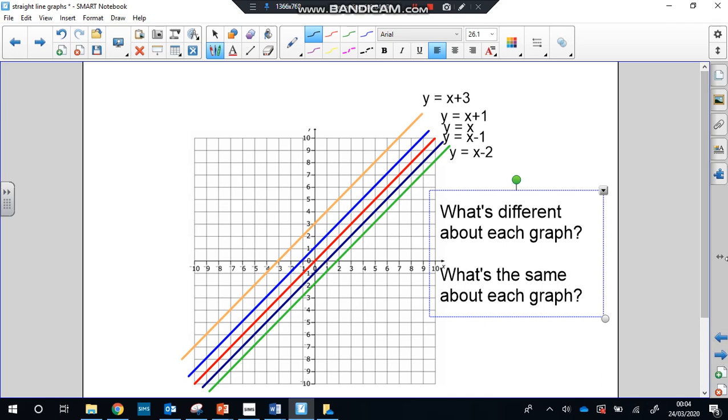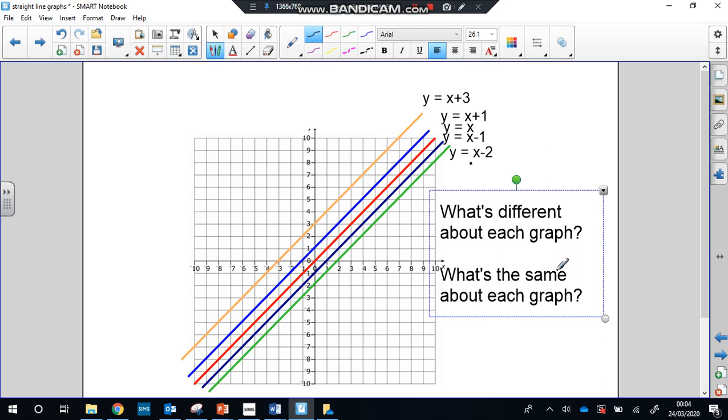So what we've got here: y equals x minus 2, y equals x minus 1, y equals x, x plus 1 and x plus 3. You will see they are parallel. They are all going in the same direction, and that's because they've all got the same gradient. The same about each graph is that they've got the same gradient because they're all x plus or x minus something. But what's different?